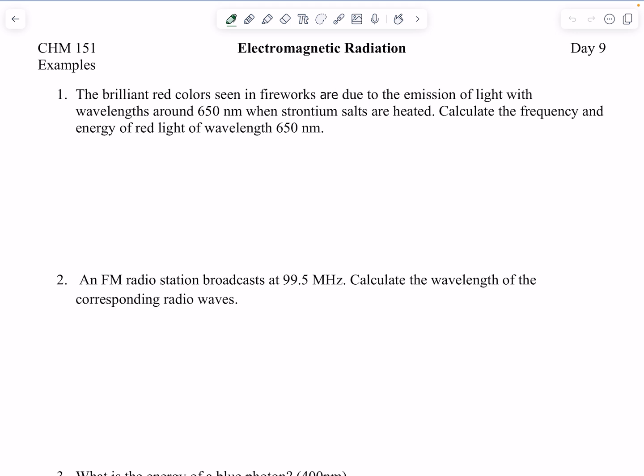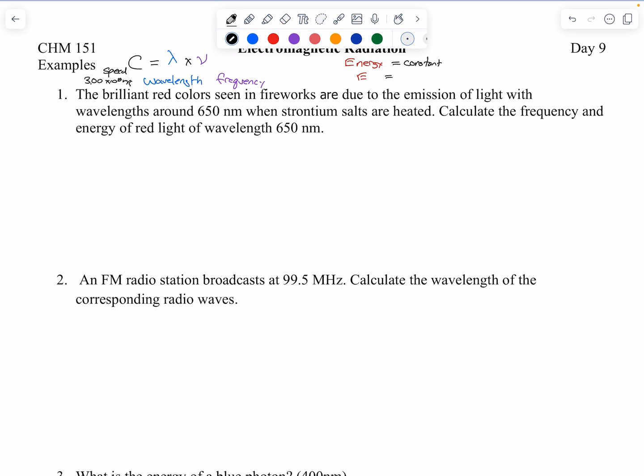Now, with day 9, we have two formulas that we've learned. Speed of light equals the wavelength times frequency. Right? So we've got wavelength, frequency, and this is speed. It's a constant. Also, we have energy equals a constant, that's h, times the frequency.